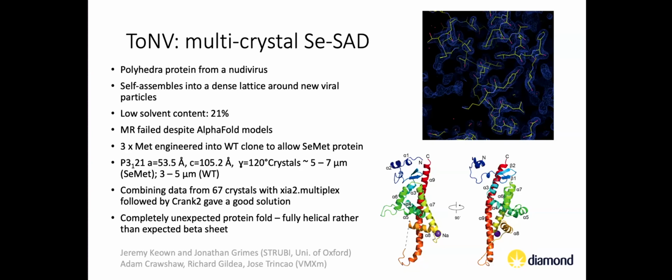Unfortunately, even collecting optimized data on I24 and VMXM, they weren't able to solve it with molecular replacement, because there are no close homologs. So they ended up having to engineer some methionines into a wild type clone in order to form a selenomet version. And then from a lot of careful collection, I think in the end they combined 67 crystals with DIALS and xia2.multiplex, followed by Crank2, and that gave a good solution and a completely unexpected protein fold.